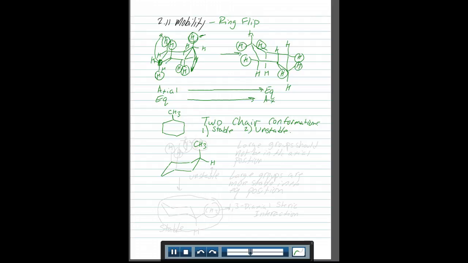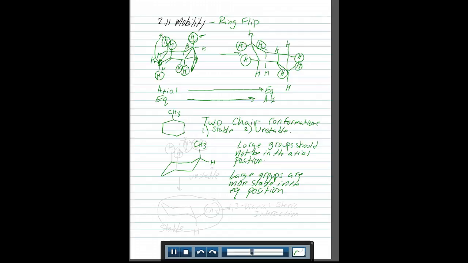You do not want large groups in the axial position. Large groups should not be in the axial position. Large groups are more stable in the equatorial position. So you want this methyl group where the hydrogen is. So what you want to do is ring flip it.